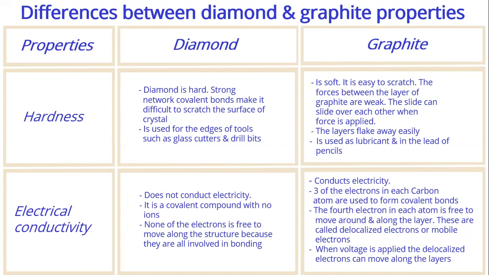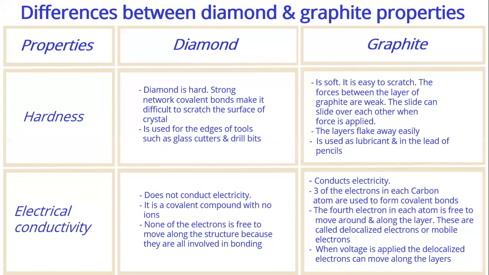On the other hand, graphite is very soft. It is easy to scratch. The forces between the layers of graphite are weak. The layers can slide over each other when force is applied, and the layers flake away easily, and it is used as a lubricant and in the lead of pencils.